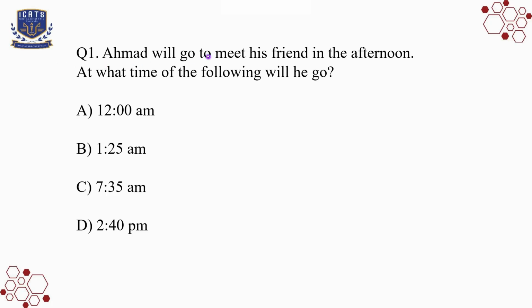Question number 1, Ahmed will go to meet his friends in the afternoon. At what time of the following will he go? Option A is 12 a.m. Option B is 1:25 a.m. Option C is 7:35 a.m. and option D is 2:40 p.m.